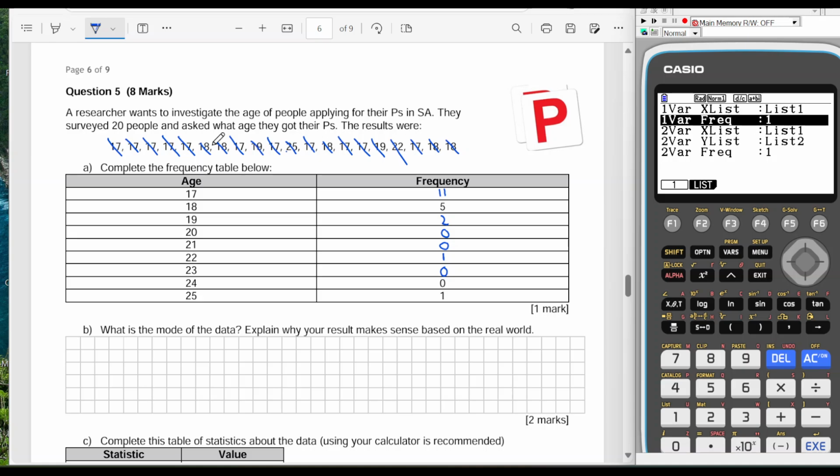If you have a 1 here, that means you're entering a big long list, like at the start of the question, which you can do. But we've got a frequency table. We've got 2 lists. So I have to set list at F2, and then list number 2 is the frequency numbers. Now I can exit out, and now I can hit 1 bar stats.